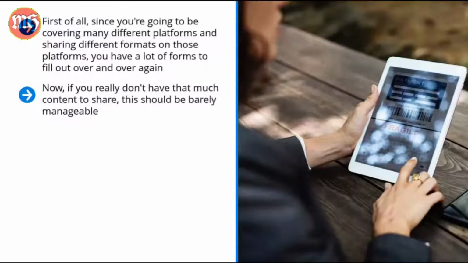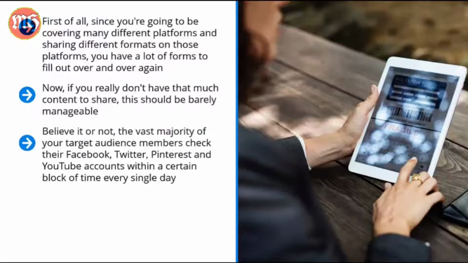You have to know when to publish. Believe it or not, the vast majority of your target audience members check their Facebook, Twitter, Pinterest, and YouTube accounts within a certain block of time every single day. Post outside of that block of time and you miss the eyeballs of the vast majority of your audience members. Sounds good so far, right? Well, here's the problem. Different audiences have different time preferences. How would you know? This is where experimentation comes in.